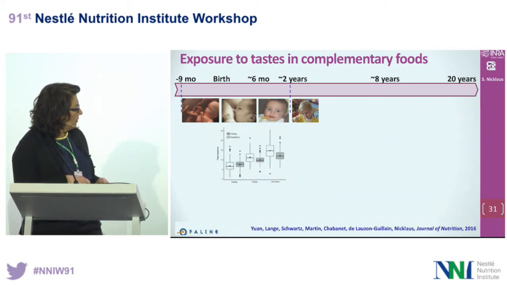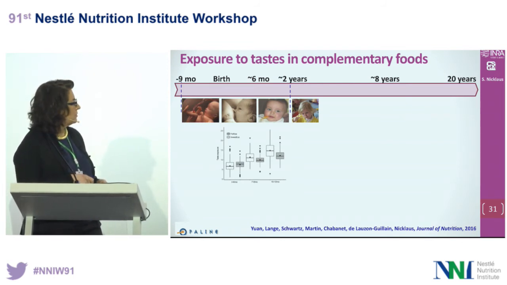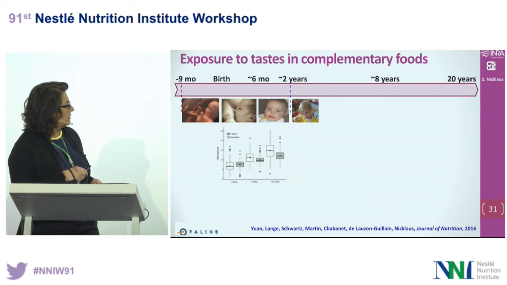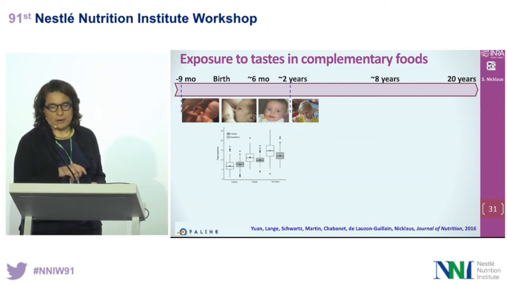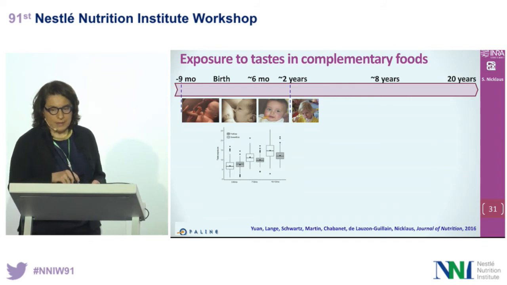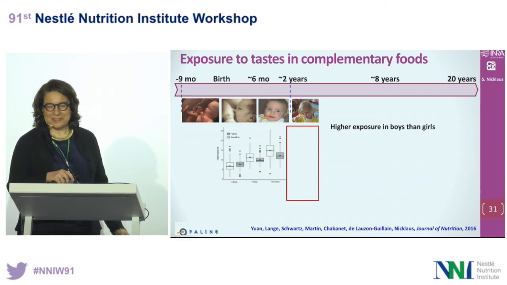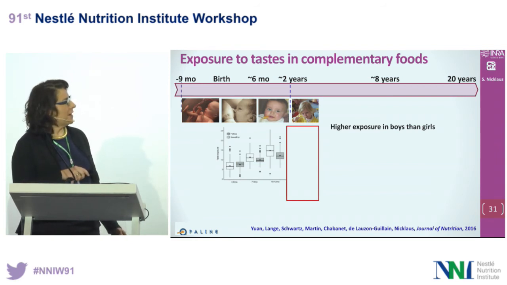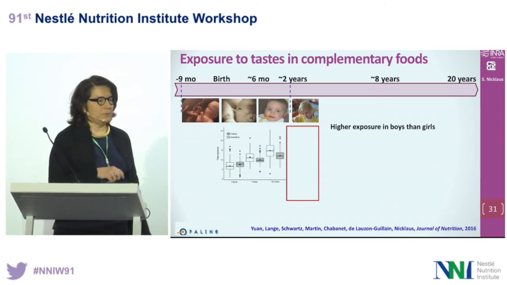We also looked at determinants of exposure to tastes. So on this graph, I plotted the exposure to fatty taste and sweet taste at 3 to 6 months, 7 to 9, and 10 to 12. We found a higher exposure to sweet and fatty taste in boys than in girls at 10 to 12 months.